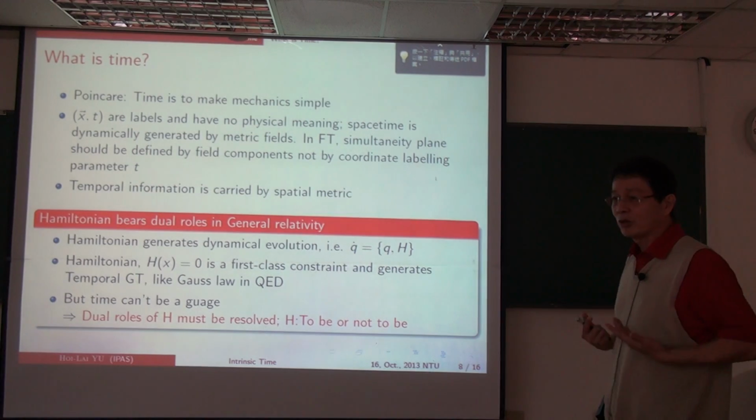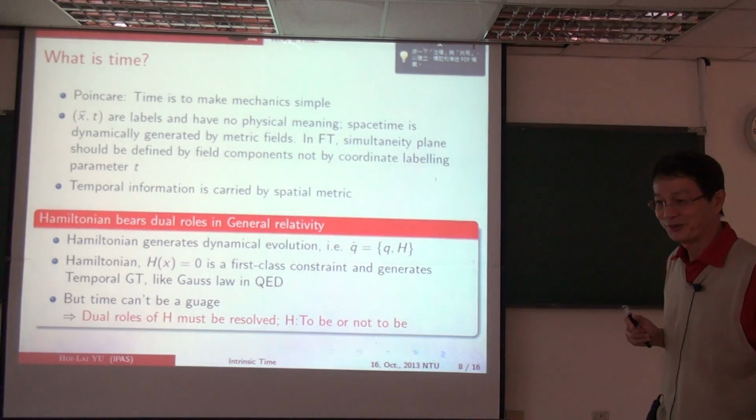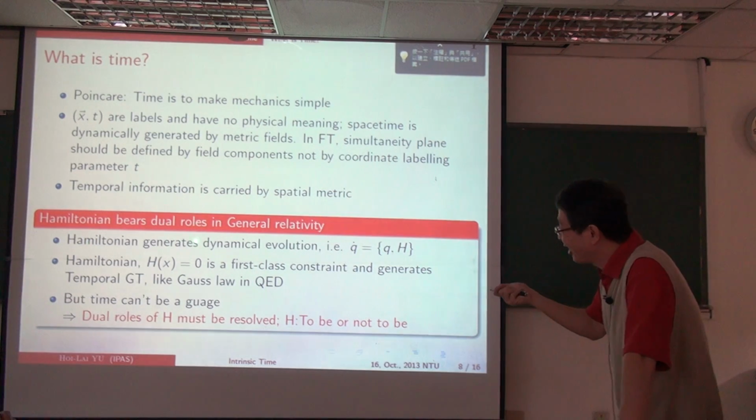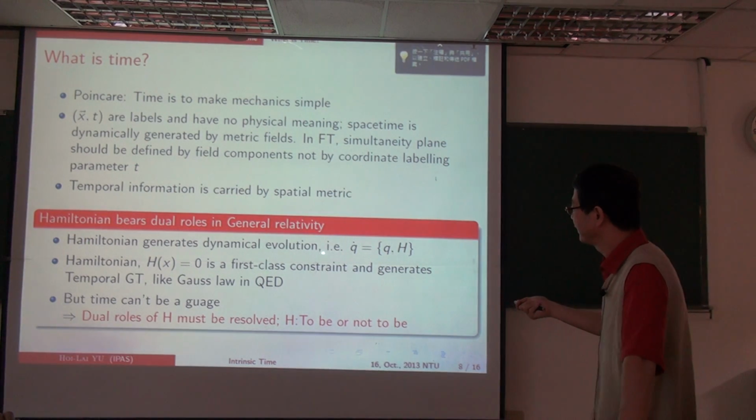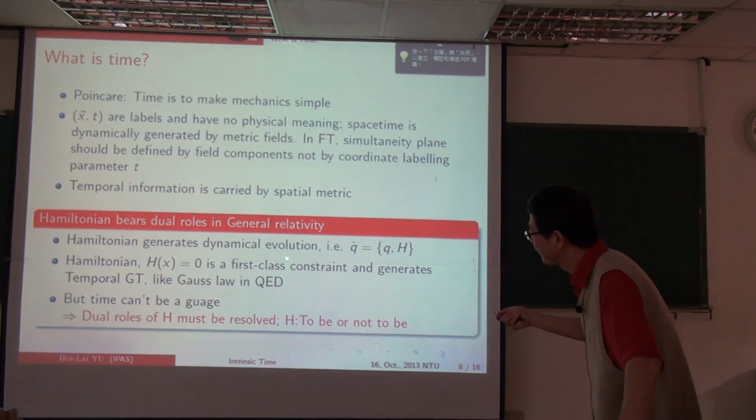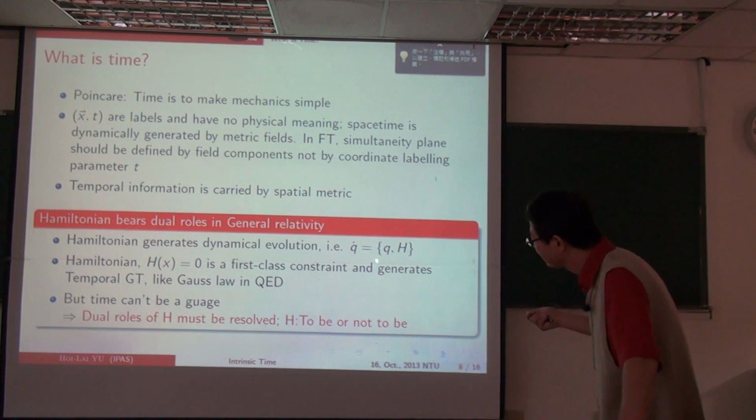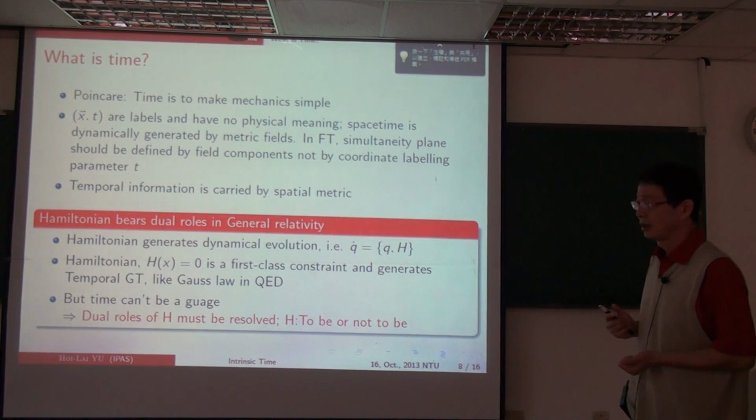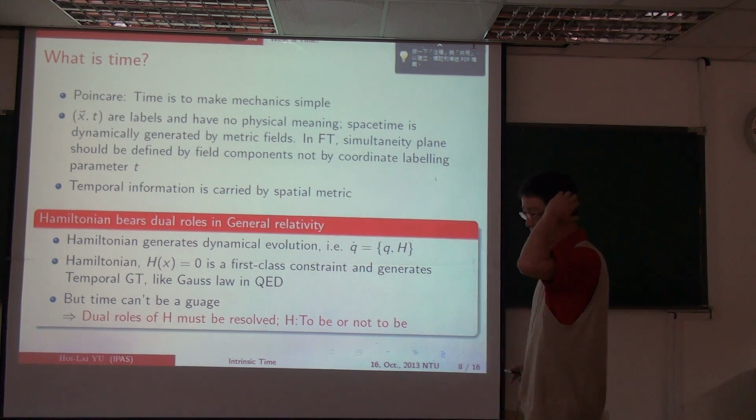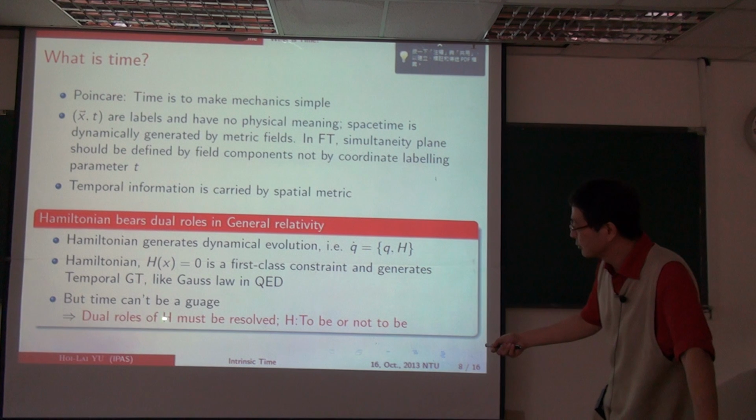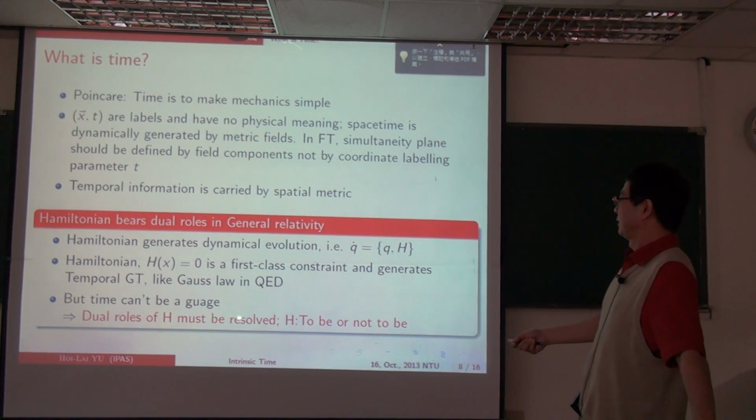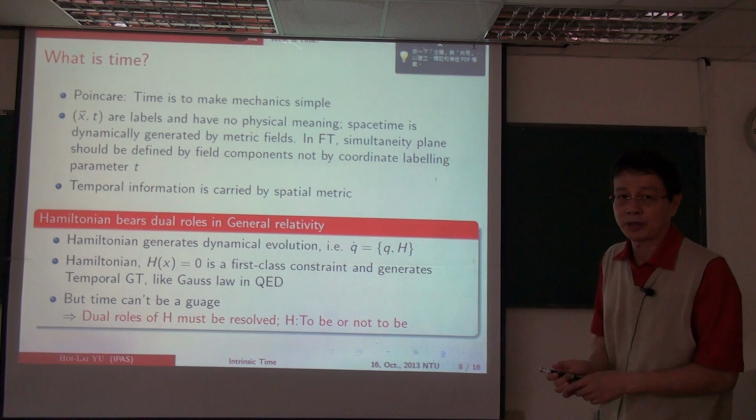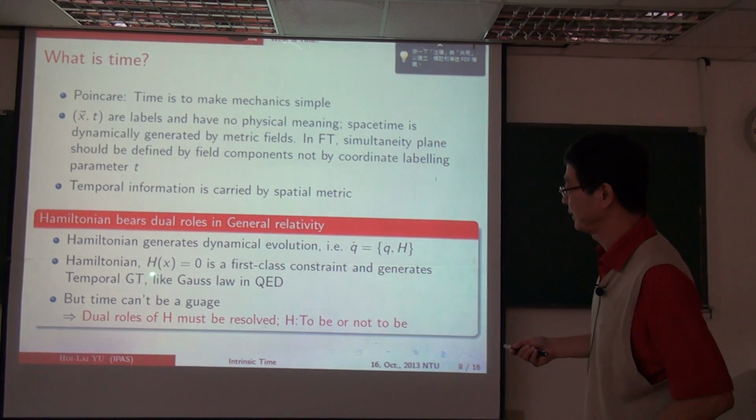Well, we are getting old every day, so we are not gauge. You know that, right? So time cannot be gauge. However, the Hamiltonian of general relativity tells you that on one hand it gives evolution, and on the other hand it is a first class constraint, so the evolution is not a real evolution, just a gauge transformation. That means time has to be a gauge transformation, but we know we are getting old every day and that cannot be a gauge transformation. So one has to resolve the dual role of the Hamiltonian. We have to decide whether this object should be interpreted as the Hamiltonian or not. This is the best question.